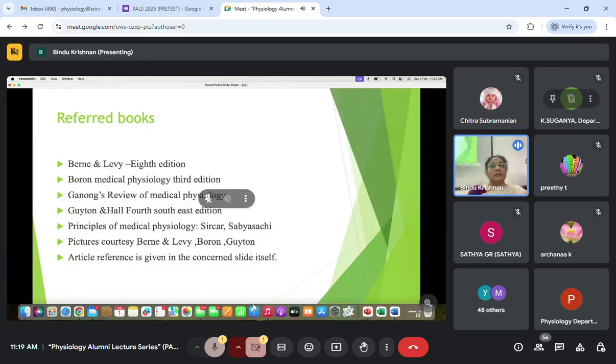So these were the referred books. I've taken all the pictures from Vander, Levy and Boron, and 2-3 articles. The reference has been given in that slide itself from where I've taken that.